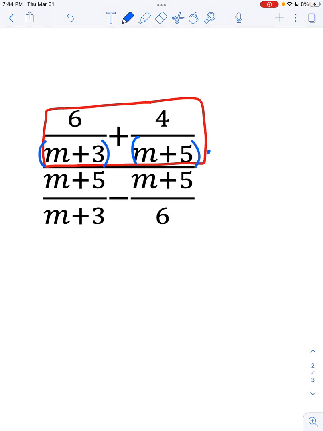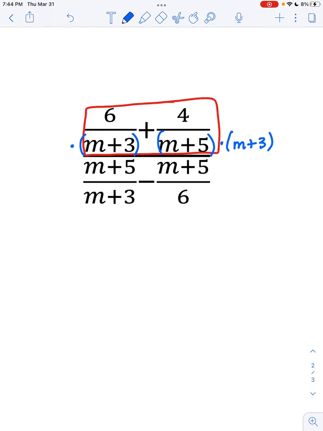So this right one needs to multiply by m plus 3. And this left one needs to be multiplied by m plus 5. Whatever you do in the bottom, you need to do in the top. And then just remember to distribute.